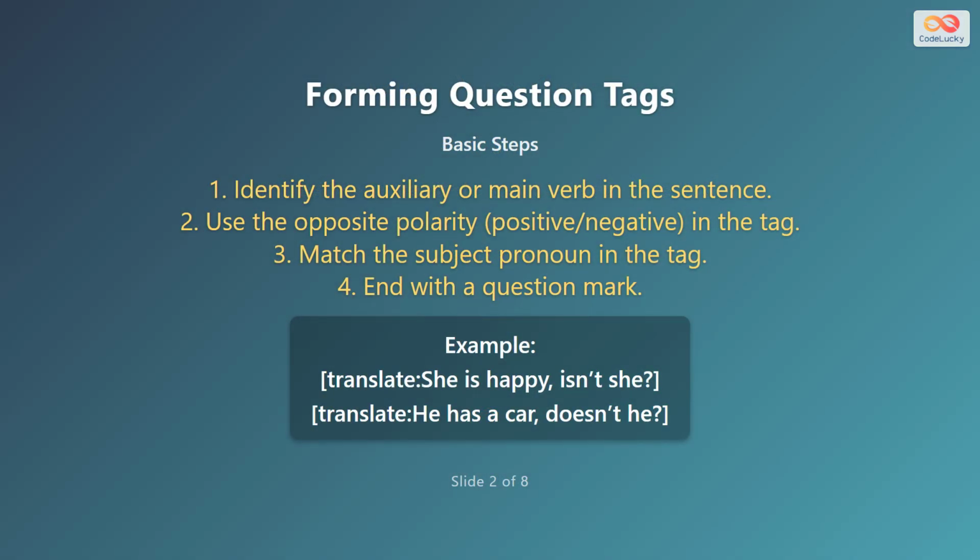To form a question tag, first identify the auxiliary or main verb in the sentence. Then use the opposite polarity in the tag, which means if the statement is positive, use a negative tag, and if it is negative, use a positive tag. The subject pronoun in the tag must match the subject of the statement. Always end with a question mark.